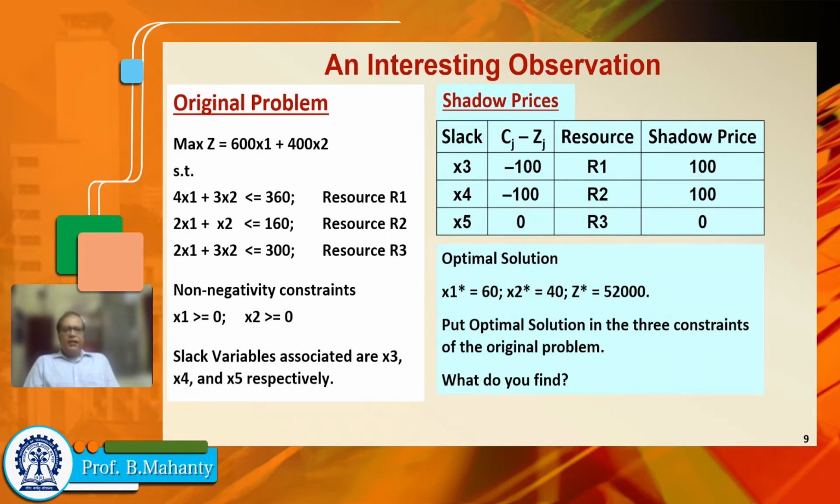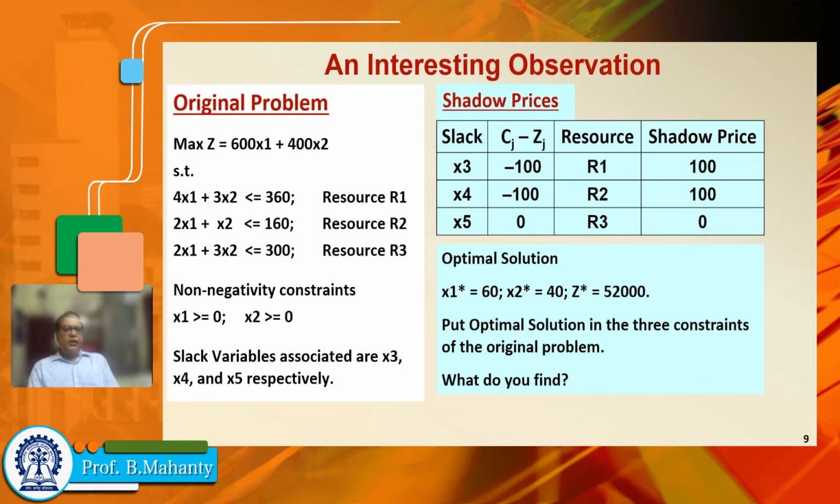Now, having said that, something very interesting you will be able to find. So what you find, that optimum solution is x1 star equal to 60, x2 star equal to 40 and z star equal to 52,000. Now, these optimal solutions, suppose you put in the original constraints, what do you find? The interesting thing, let us put them in the original constraints.